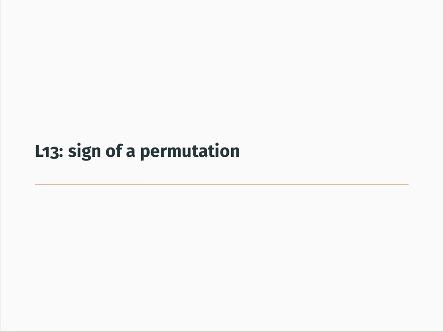It turns out that permutations are extremely interesting mathematical objects with a lot of properties hidden below the surface. One of these is the so-called sign or parity of a permutation, which we're going to learn about in this video.